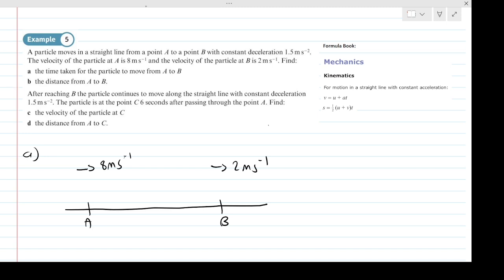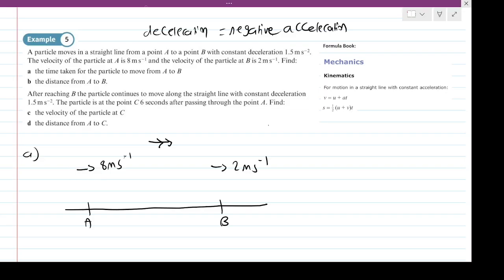We're also given acceleration. They said constant deceleration. What that means is, deceleration, you should remember, is negative acceleration. So in this direction is the acceleration, and I'm going to denote that with a double arrow. You notice with velocity it's a single arrow; acceleration I will represent with a double arrow.